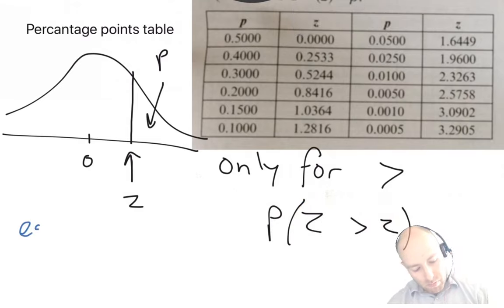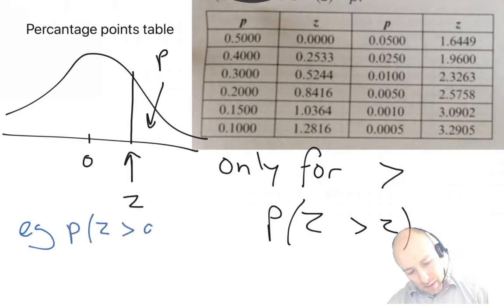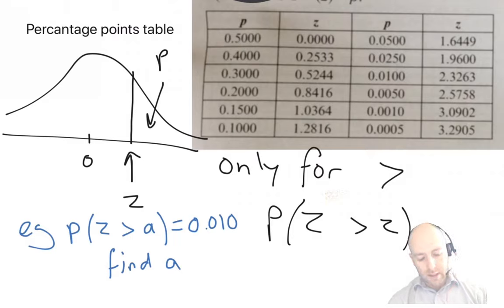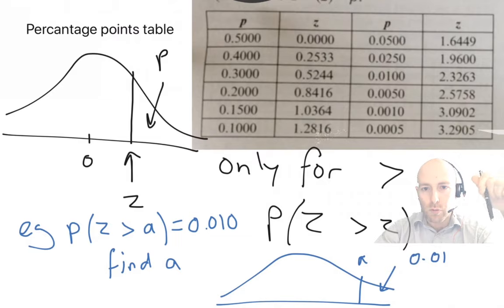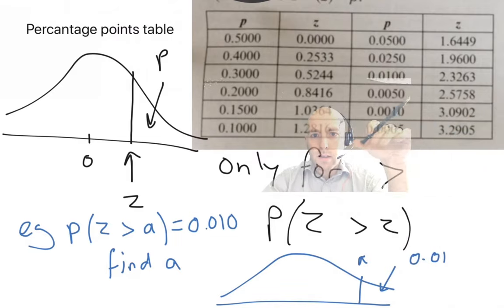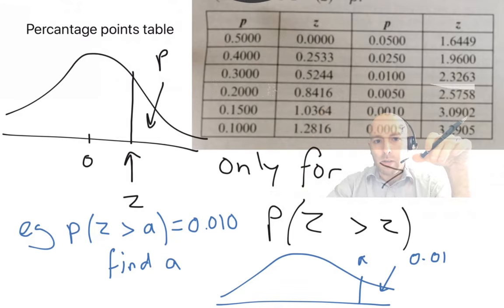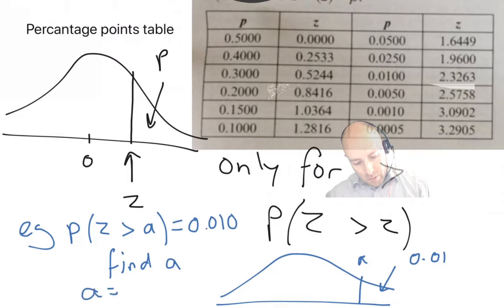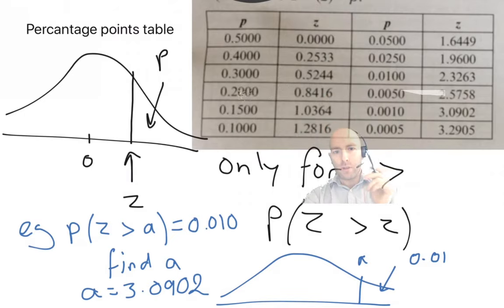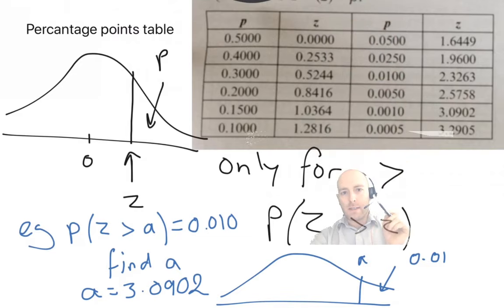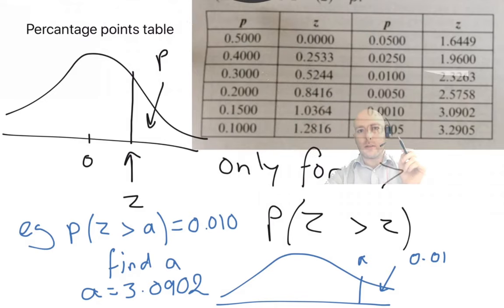e.g., probability Z is greater than a equals 0.01, find a. Well, I could sketch it. The probability of being greater than this value is tiny, so a is probably going to be over here, and our probability there would be 0.01. So I can look in my table. I'm looking for 0.01, which is here, giving us a z value of 3.0902. So a equals 3.0902. So we can use this table when we're talking about a z distribution, which is the standard normal, when the probability is greater than, and when it's one of these nice rounded numbers.